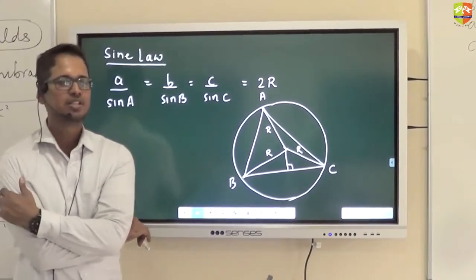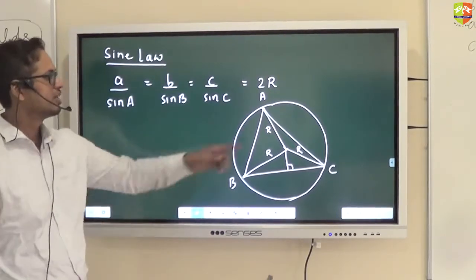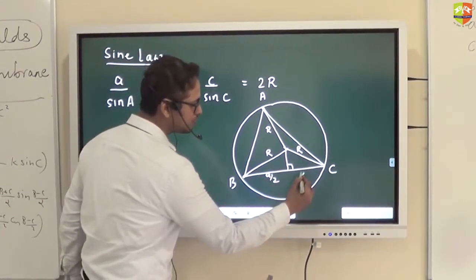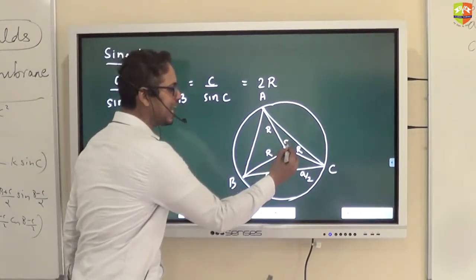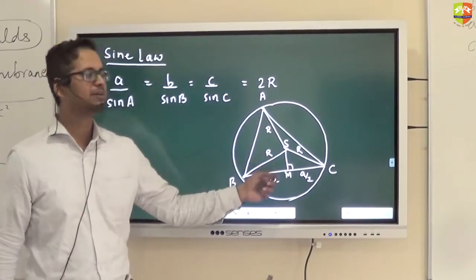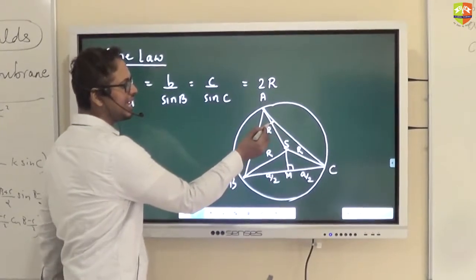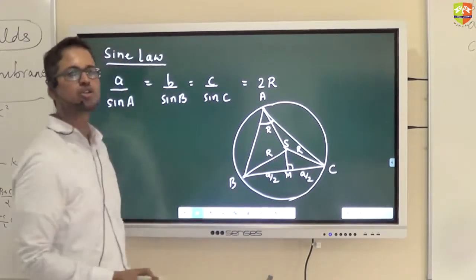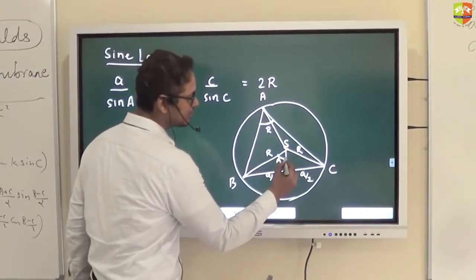A perpendicular drop from the center onto the chord bisects the chord. So if this is side A, each half would be A by 2. Triangles SPM and SMC will be congruent. If this is angle A, the entire central angle would be 2A, which means each half is A.